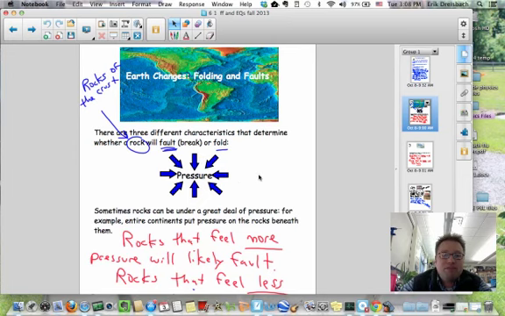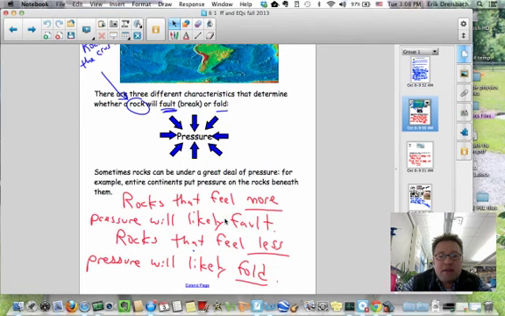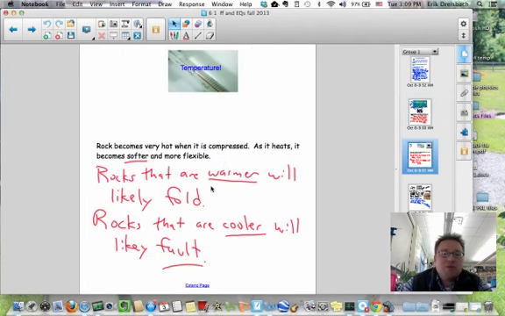The first is pressure. If rocks feel a lot of pressure, they'll likely fault and break. If they feel a little bit of pressure, they'll likely fold. That's what we have right there. The second factor is temperature. If temperatures are warmer, it makes the rocks a little more flexible.